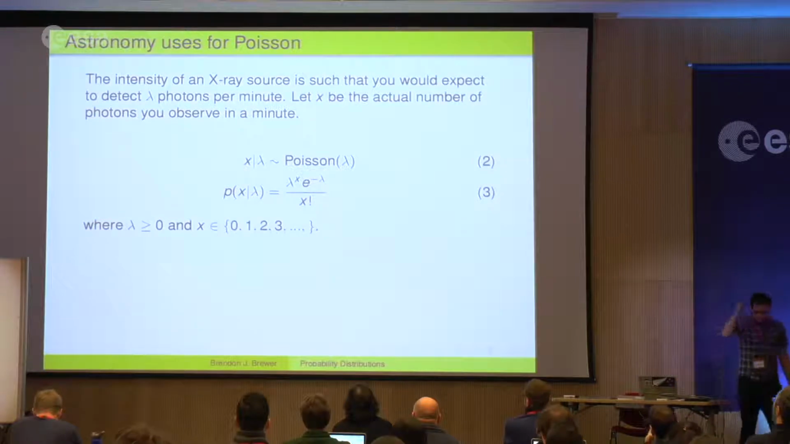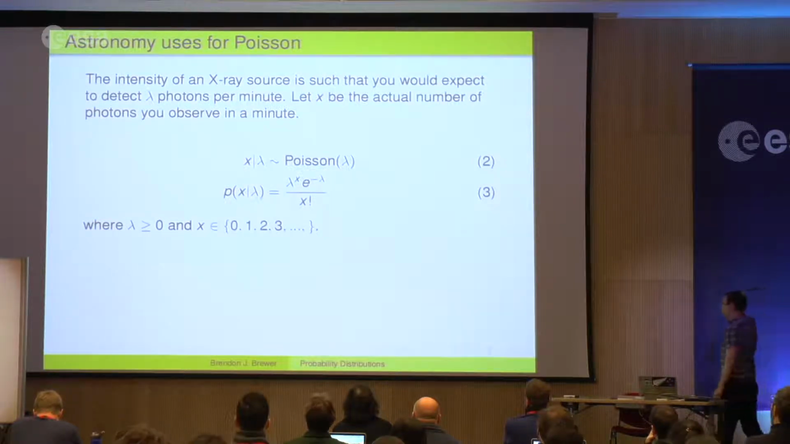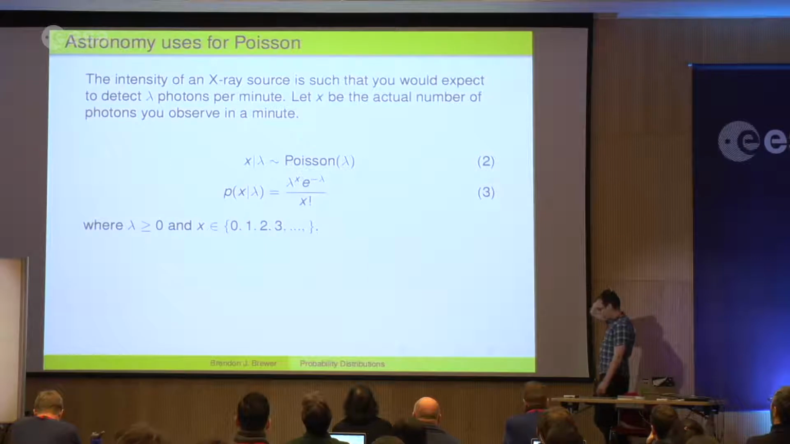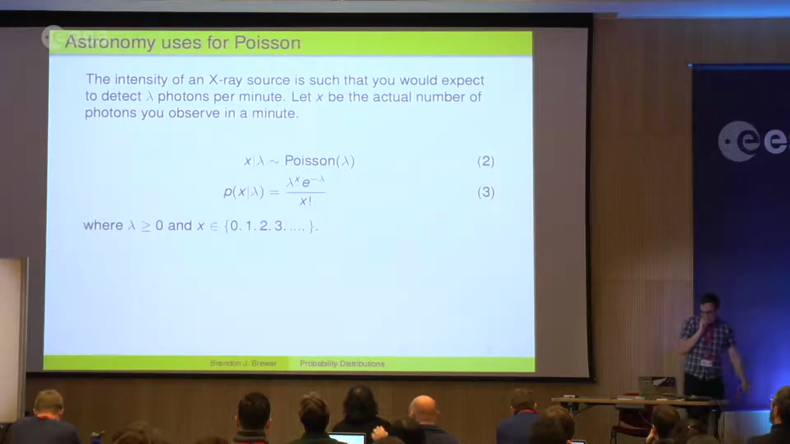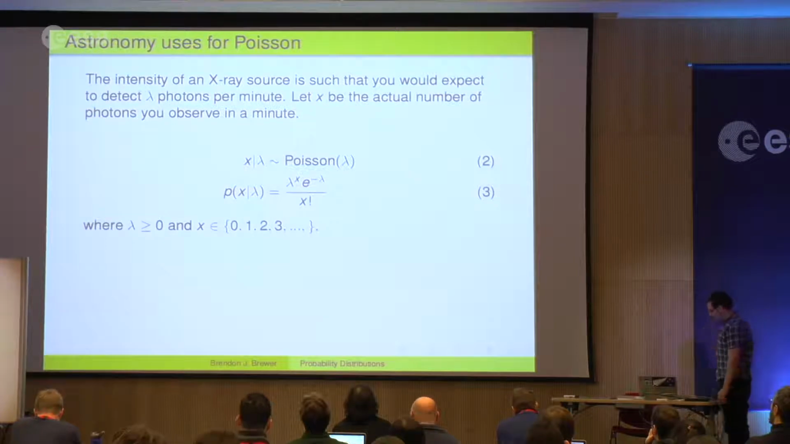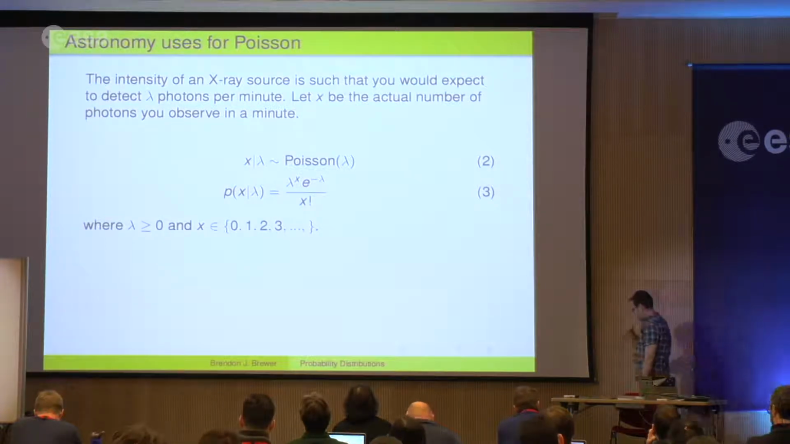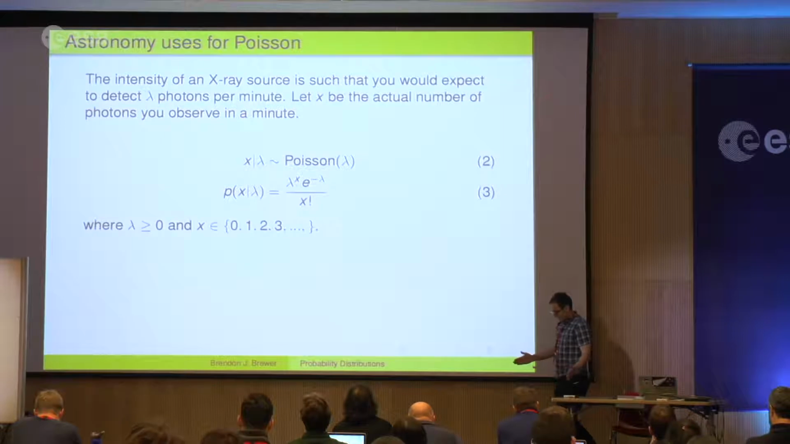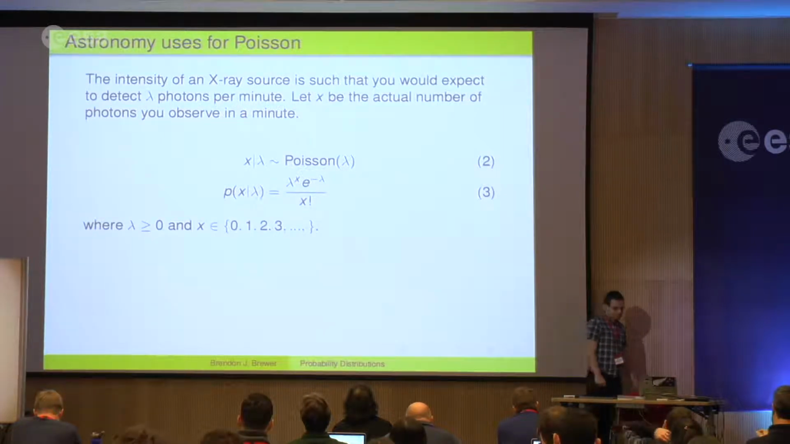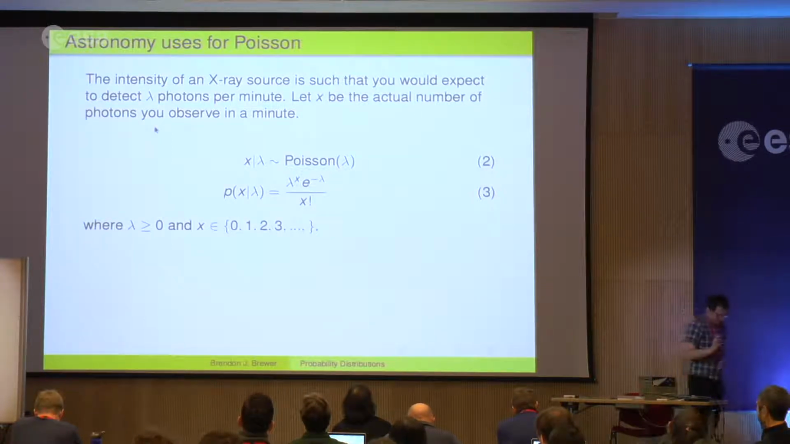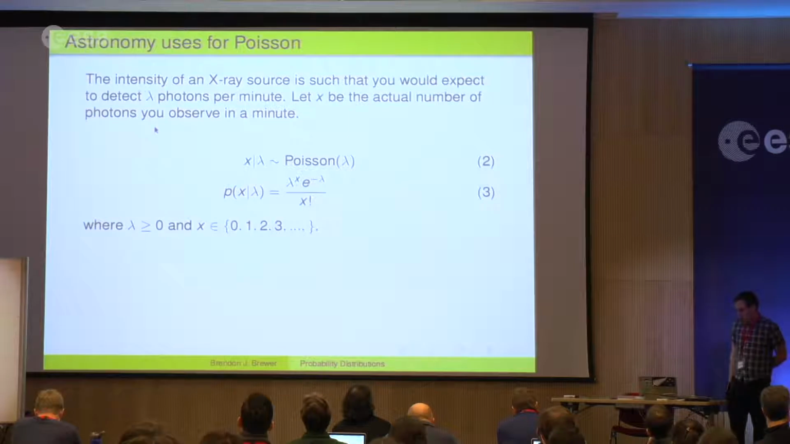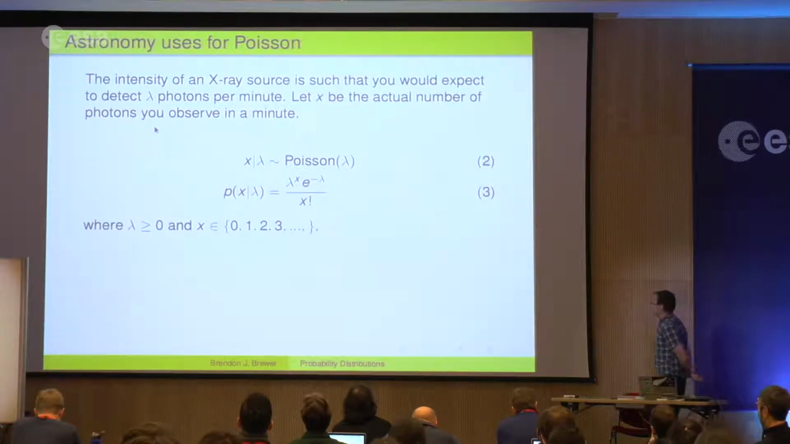The Poisson distribution is probably the most popular discrete distribution that arises in astronomy because it has applications like the one here. So if you know the intensity of an X-ray source, so the kind of typical number of photons that would come in any time interval, and you care about the actual number of photons that appear in a given time interval, then the Poisson distribution is what you'll want to use.